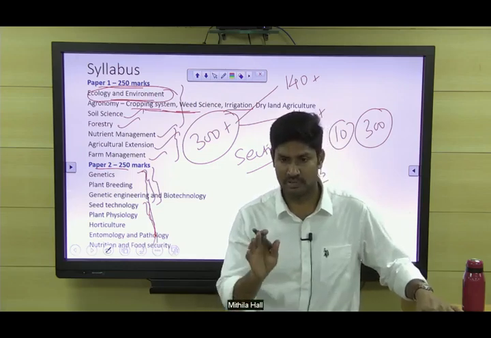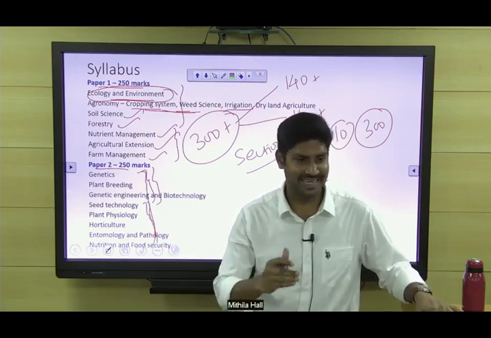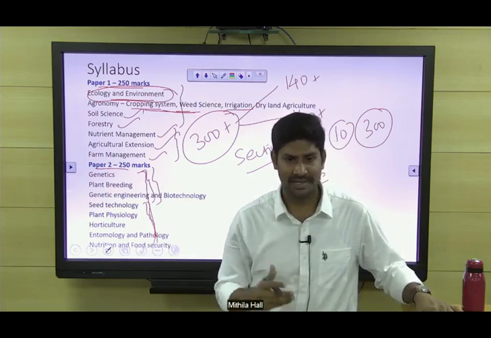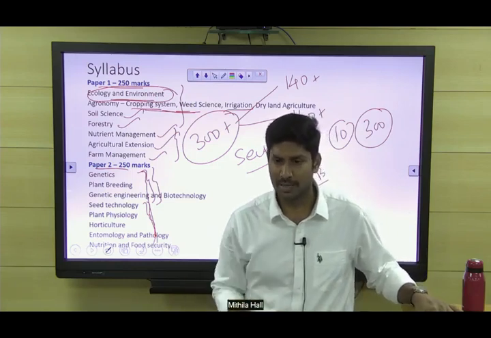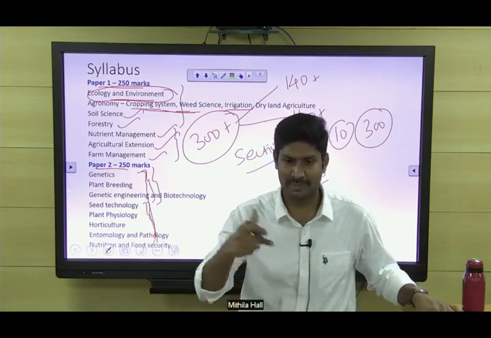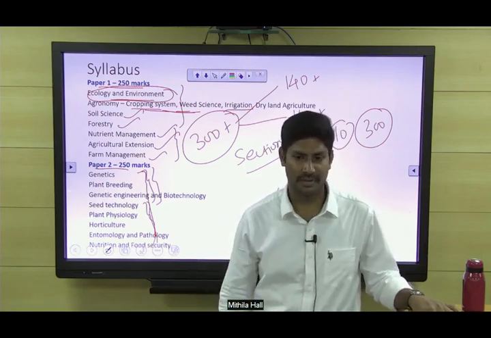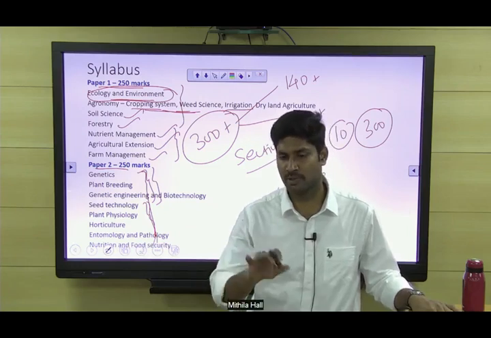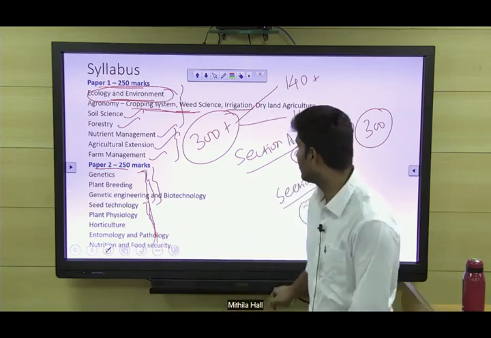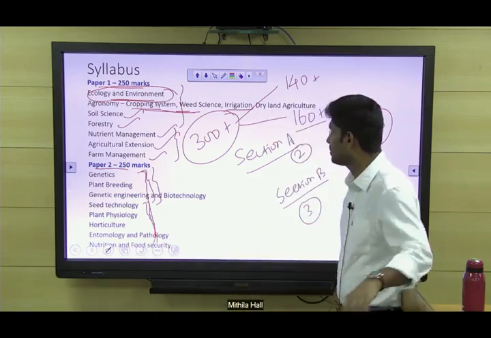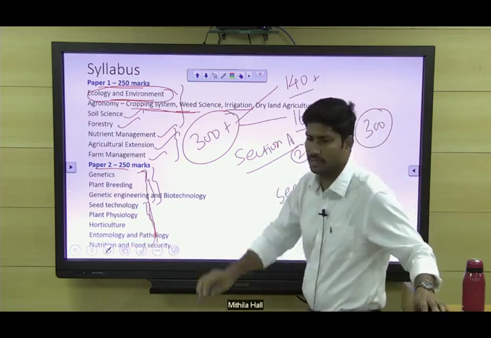Actually, paper 1 seems easy. We can easily complete paper 1 within 1 month. It takes a very long time to complete paper 2, but scoring is easier in paper 2 than in paper 1 because of its technical nature. They give maximum marks for the paper 2 area. So we can aim for 160 plus in paper 2 and 140 plus in paper 1.